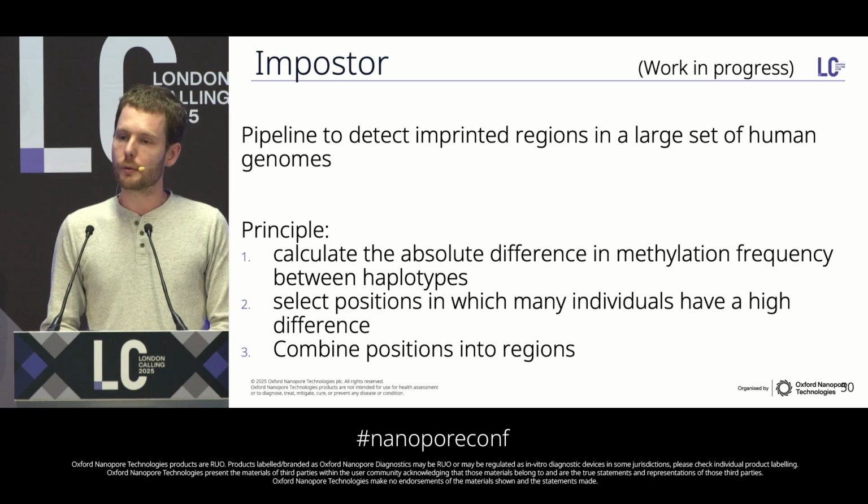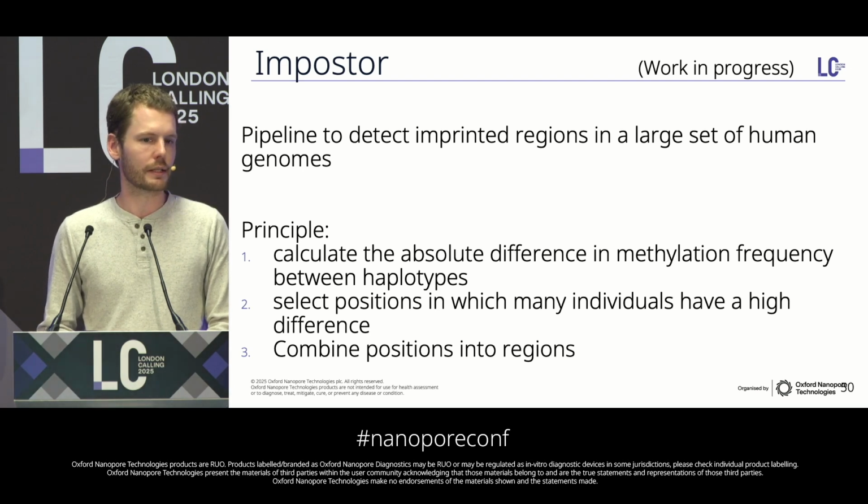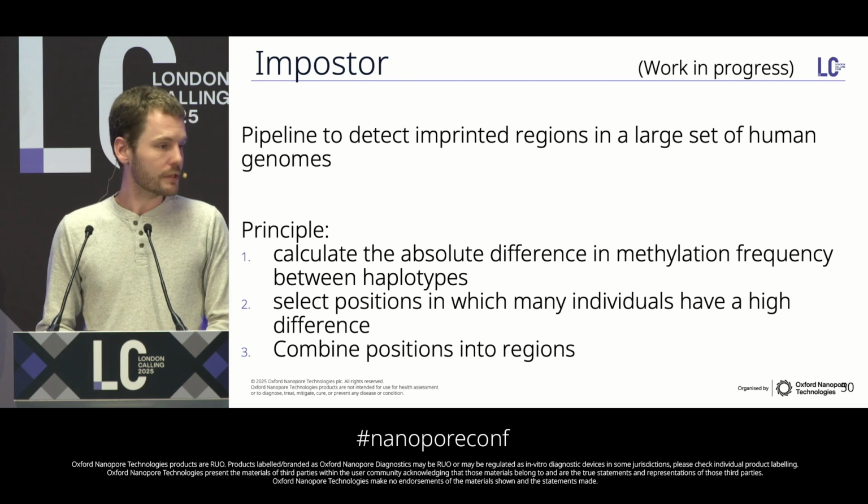And finally, our work in progress on Imposter, our pipeline to detect imprinted regions, not just look at known imprinted regions and make some pretty pictures of those, but also just from the data itself, try to find out everything that is imprinted in the entire genome, and in this case, specifically in the brain. So the principle, I would say, is not too difficult.